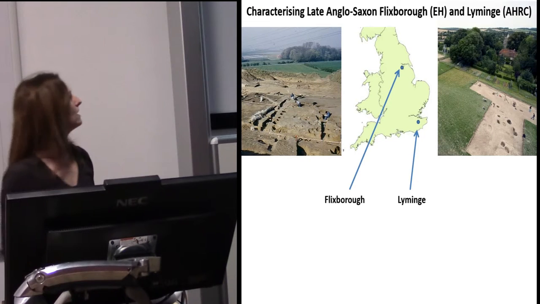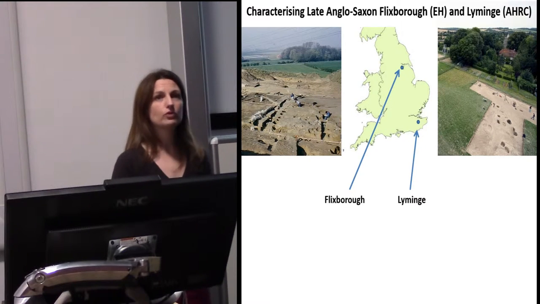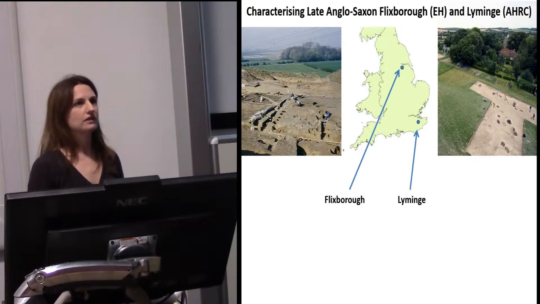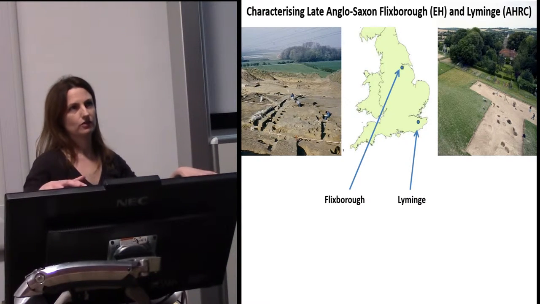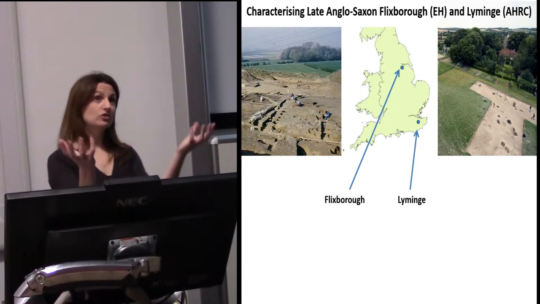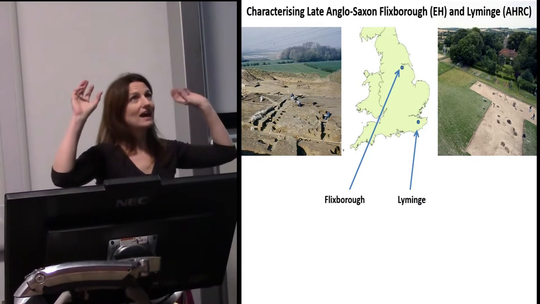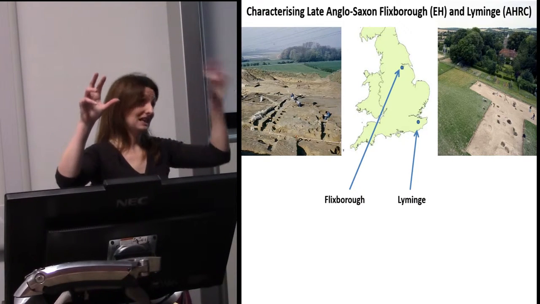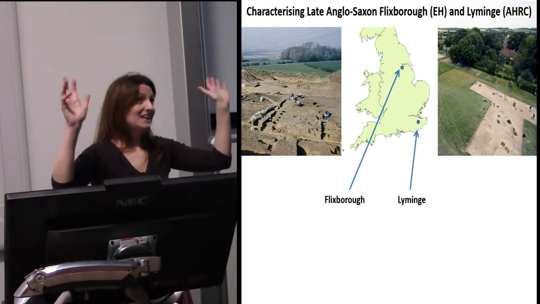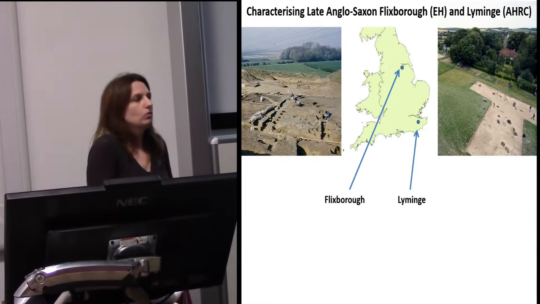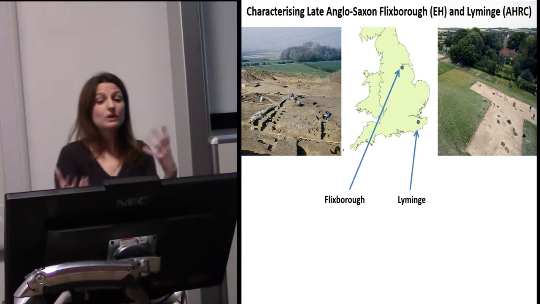So this then becomes potentially quite important when we're trying to characterize late Anglo-Saxon sites. Do we have any late Anglo-Saxonists in the audience? Okay, we've got one. Ben, how easy is it to determine whether or not we have a high status secular site or a high status ecclesiastical site? It's very difficult, right? Because they've all got the same material culture. They're all essentially high status. So how do we go about characterizing them?